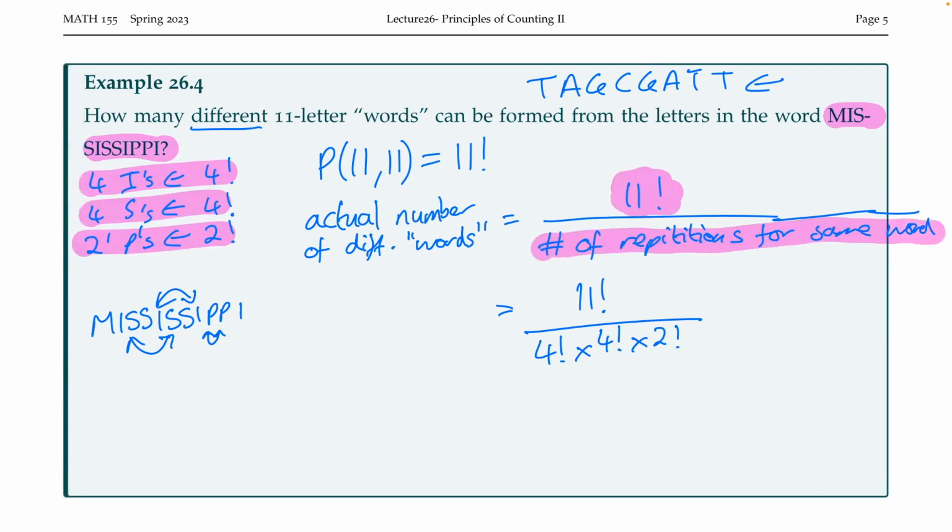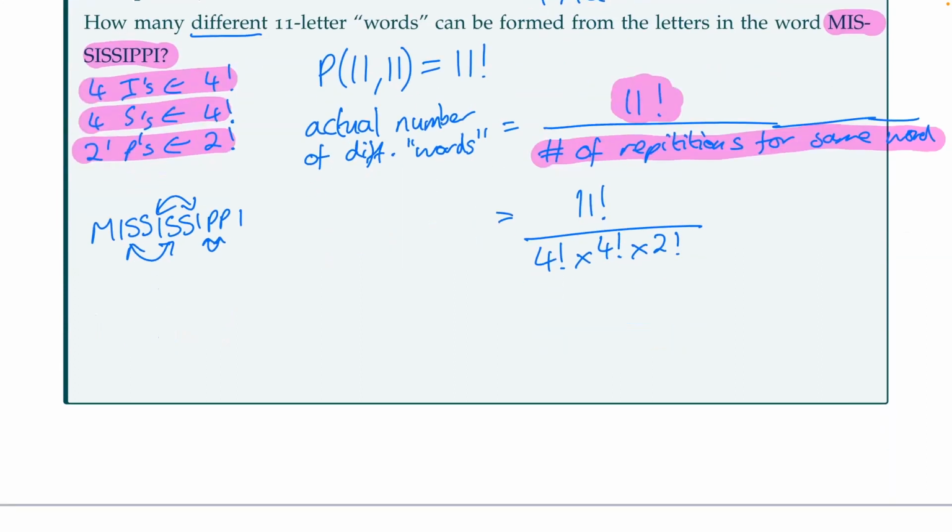The reason being, if we imagine, in this case down here, we can make lots of words that say Mississippi with these letters by changing the S's around, changing the I's around, changing the P's around. It's still the same word though, so we want to have different words, okay?